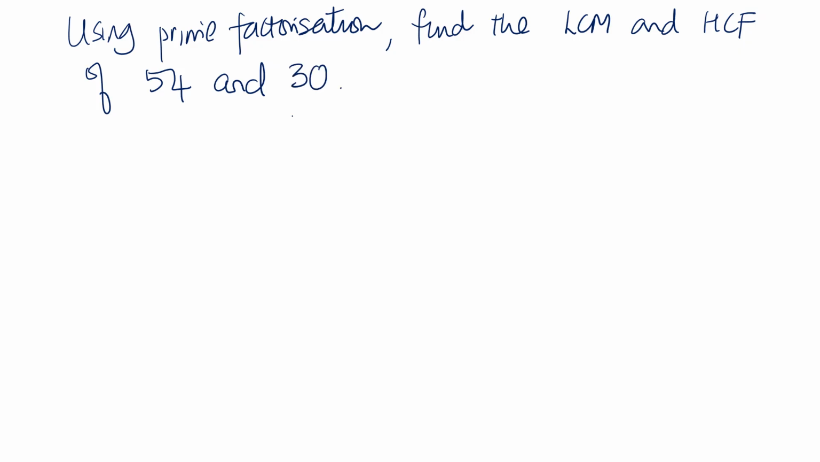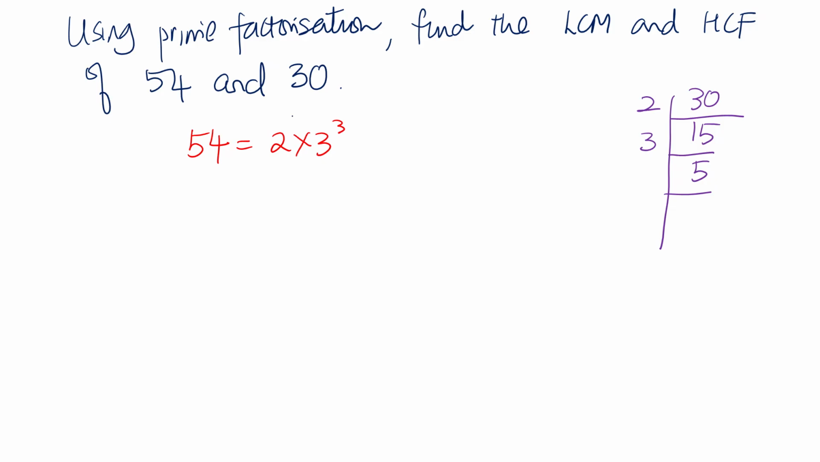All right, so we already found the prime factorization for 54, which is basically 2 times 3 to the power of 3, right? So we're going to use either the ladder method or the branching method to find the prime factorization for 30. So 30 can be divided by the smallest prime number, that's 2, that gives you 15. 15 can be divided by 3. And once we have 1 here, we stop. So therefore, 30 can be written as 2 times 3 times 5.